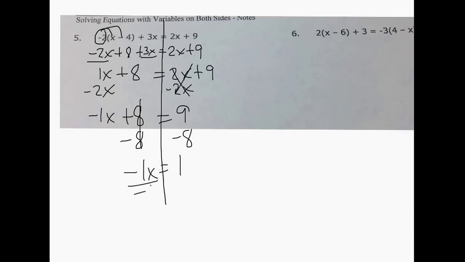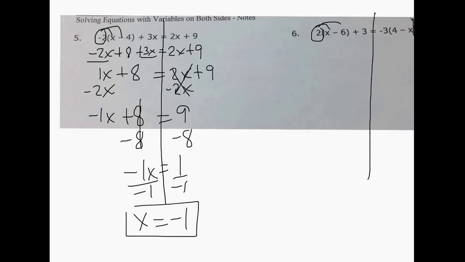Last step, when it's beside it, I divide it. So divide both sides by negative 1, and you get x equals negative 1. Okay. Plug that back in up to the top and make sure that it is right. On number 6, that should be a parenthesis out there. Okay. So you're going to distribute the 2.